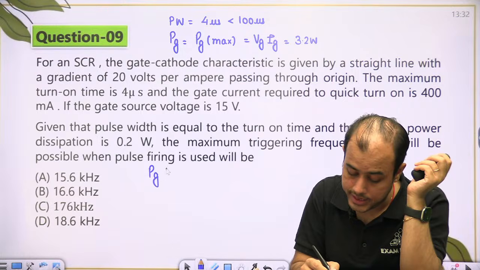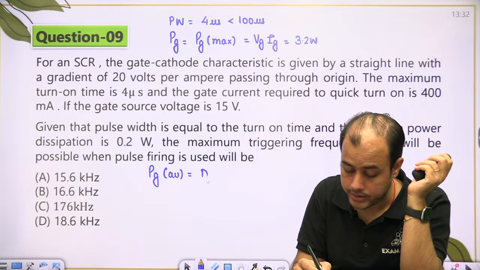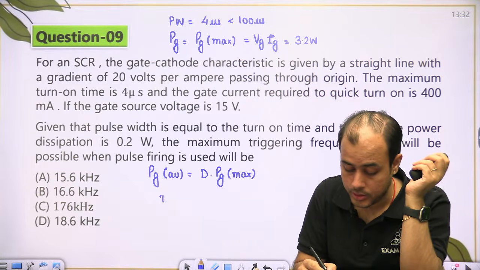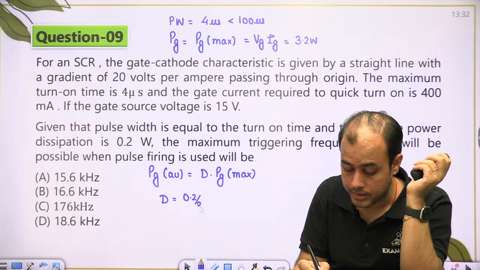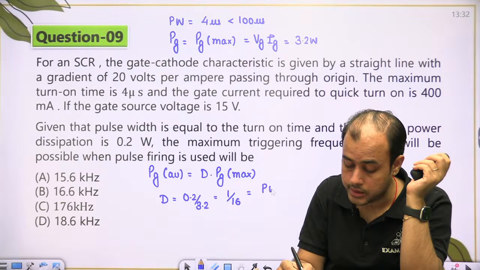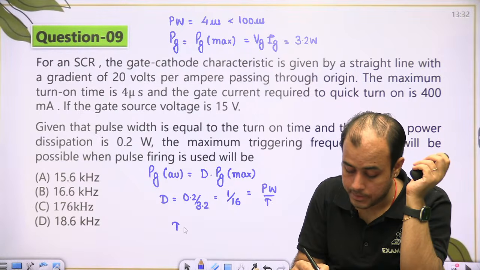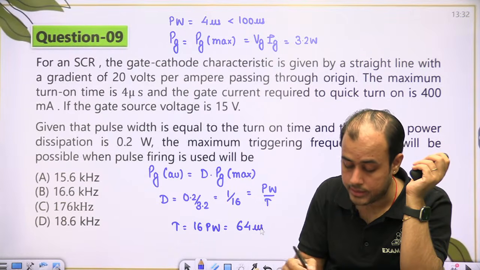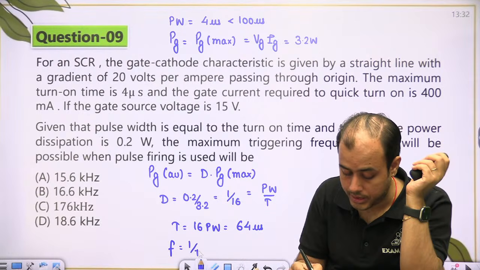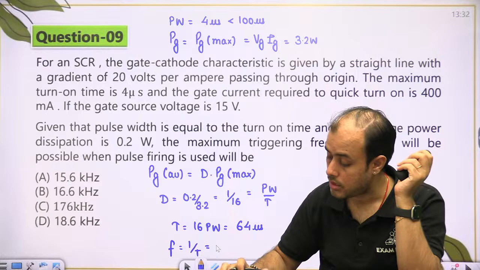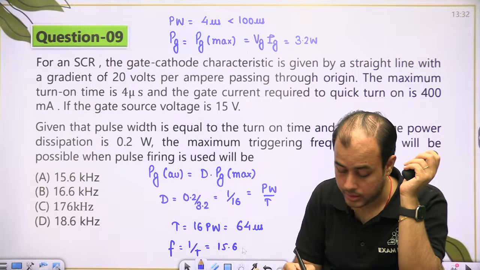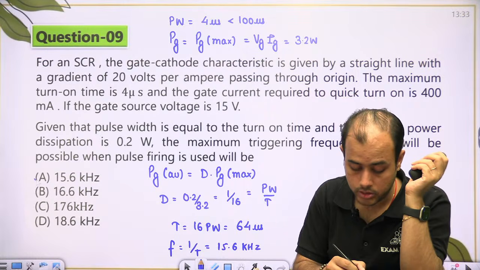Now PG average is always duty cycle into PG maximum, which means duty cycle is 0.2 by 3.2, 1 by 16, which is pulse width by T. So time period is 16 into pulse width, 64 microsecond. Frequency will be 1 by T, 15.625 kilohertz. Okay, so answer will be A.